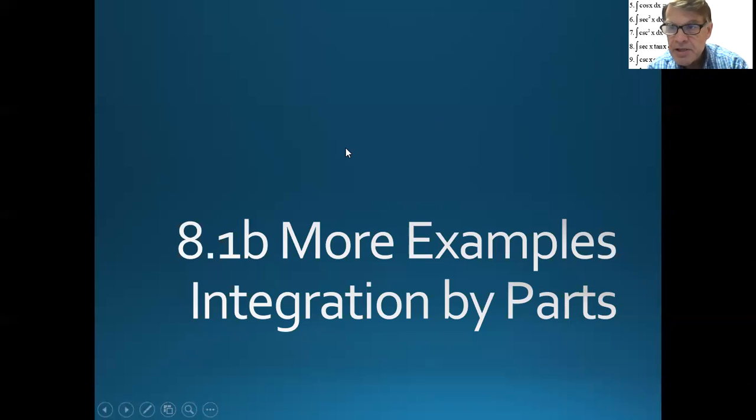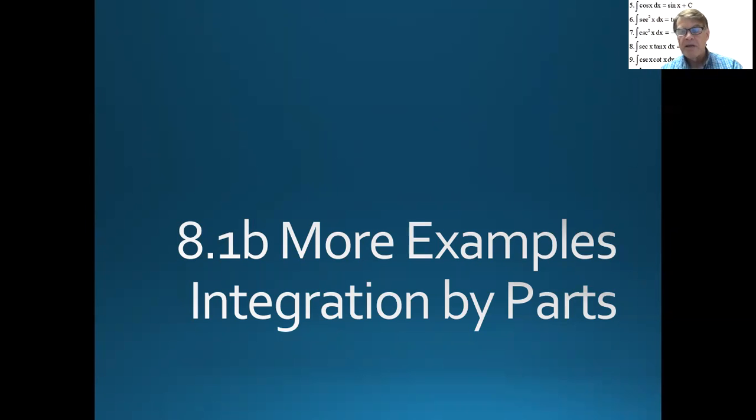Hello, this is another calculus video. In the video immediately preceding this, I introduced the idea of integration by parts. Integration by parts is a way of taking a difficult expression that you're asked to integrate and making it simpler using the basic formula that the integral of u dv equals uv minus the integral of v du.